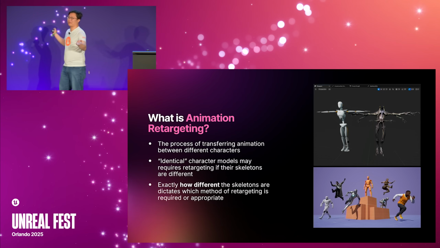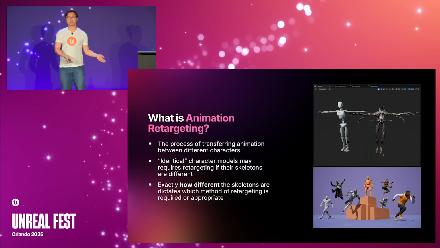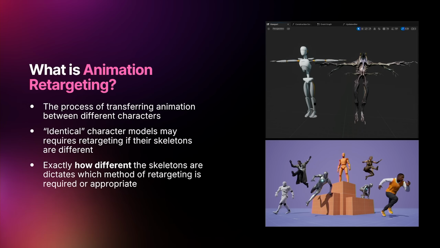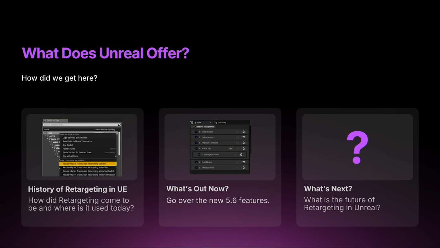Well, for those of you who don't know, it is the transfer of animations from one character to another, and mainly around the differences of your skeleton, whether that is the names of your bones, or the hierarchical order, or the number of bones, will determine the different methods of retargeting that you could use within Unreal. So what we're going to go over today is what does Unreal offer?